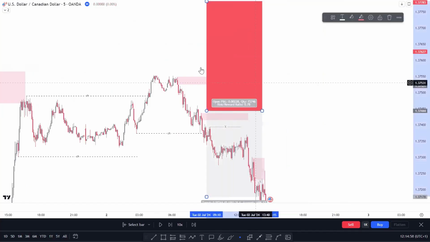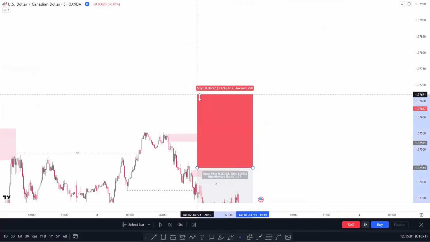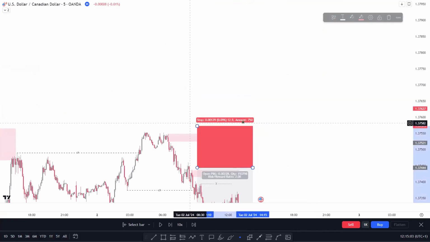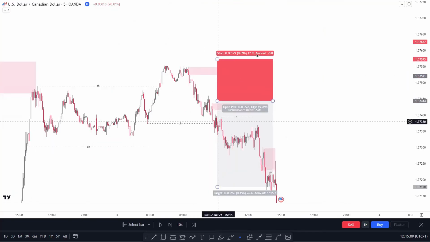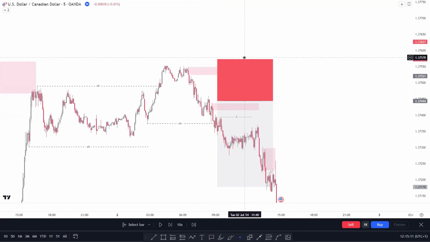So don't really care about the inducement, because you'll be placing your stop loss all above here, so you will be safe. If the market pushes higher to take out your stop loss, that means the market has invalidated your setup, and this is a valid loss.